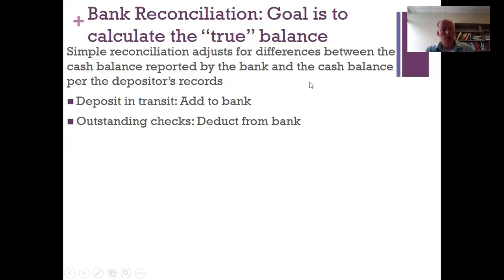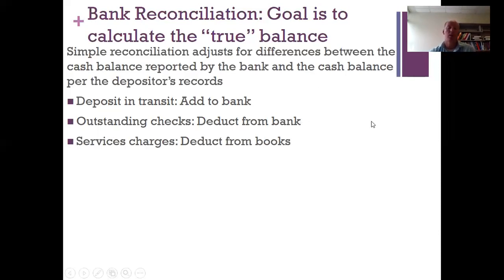Next one, outstanding checks. Think about this: who wrote the checks? We wrote the checks, right? So we wrote checks, we handed them out to our employees, we handed them out to vendors, whoever. We write these checks, so we know about them. But for whatever reason, the person who received the check hasn't cashed it yet. And until it's cashed, the bank doesn't know about it, right? So we know about it, the bank doesn't. A check is going to reduce the balance in our bank account, and so we need to deduct it from the bank.